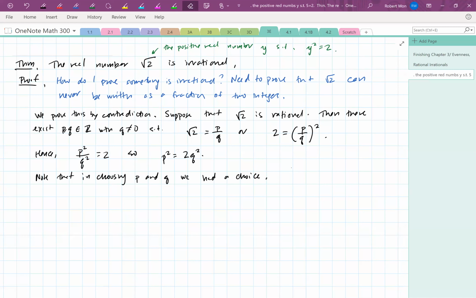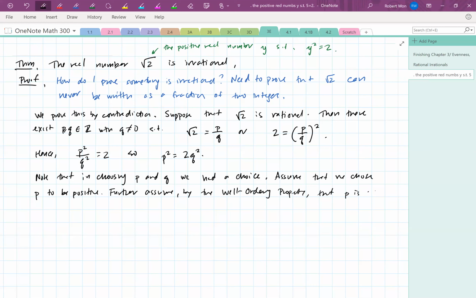So let's assume that we chose p to be a positive numerator. And then amongst all the possible numerators, there must be a smallest one by the well-ordering property. So further assume by the well-ordering property that p is as small as possible. Every set of positive integers has a minimum element. So let's look at all possible ways to write root 2 as a fraction with a positive numerator, and choose the smallest one. So not only have I written root 2 as p over q, I've written it as p over q where p is the smallest possible positive numerator for this fraction.